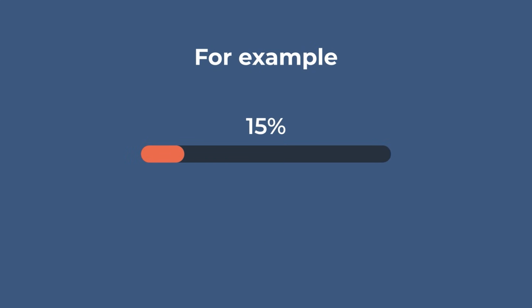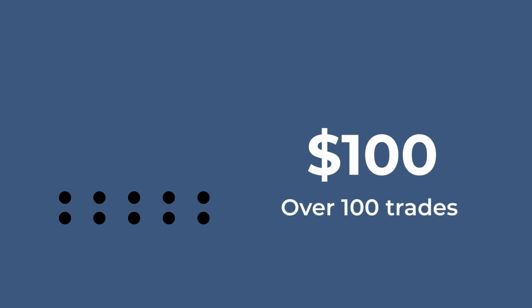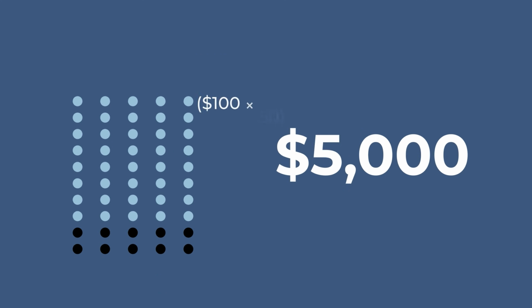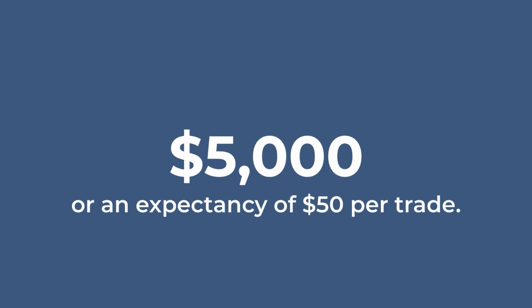For example, let's say your win rate is 50% and you use a 2-to-1 risk-reward ratio. If you risk $100 per trade, your average win would be $200 and your average loss would be $100. Over 100 trades, you'd win 50 trades, earning $10,000, $200 times 50. You'd lose 50 trades, losing $5,000, $100 times 50. Your net profit would be $5,000, or an expectancy of $50 per trade.